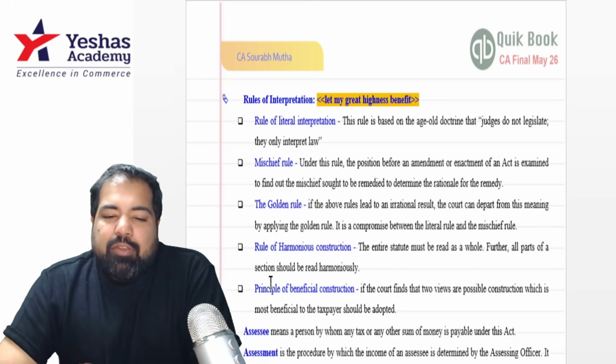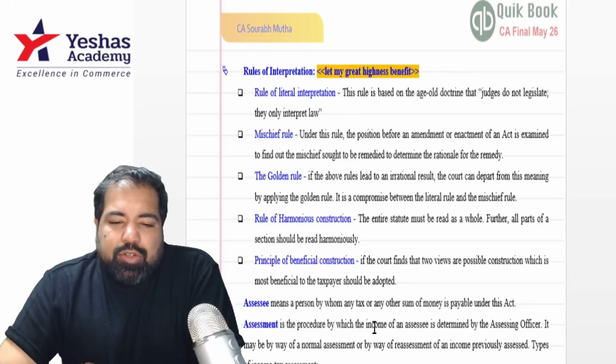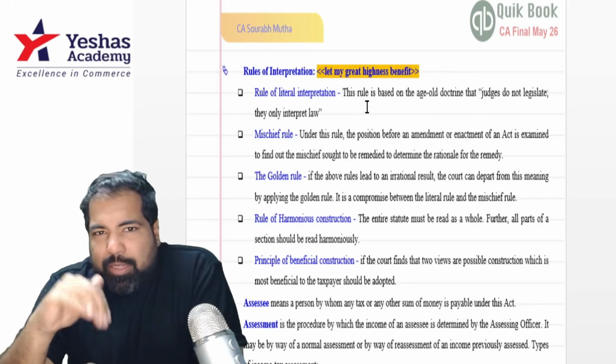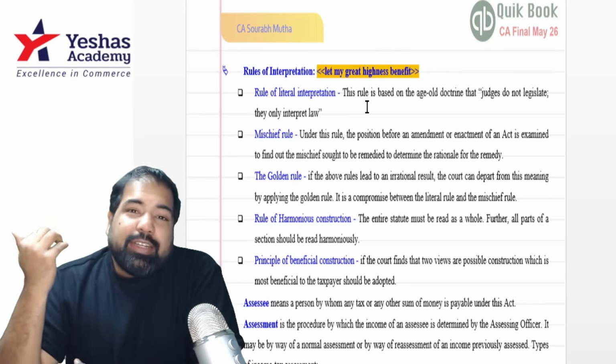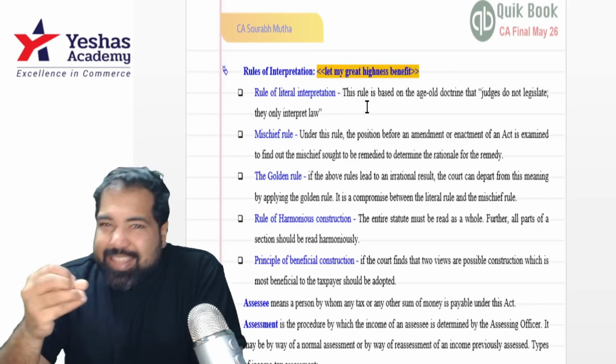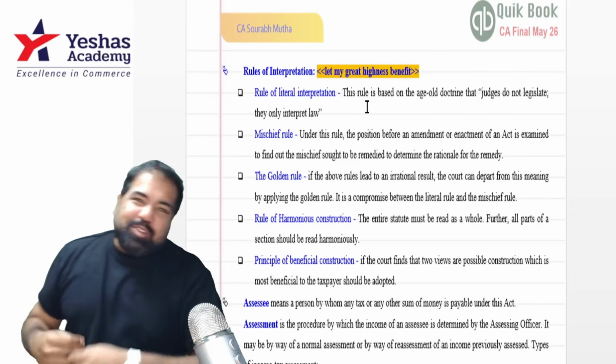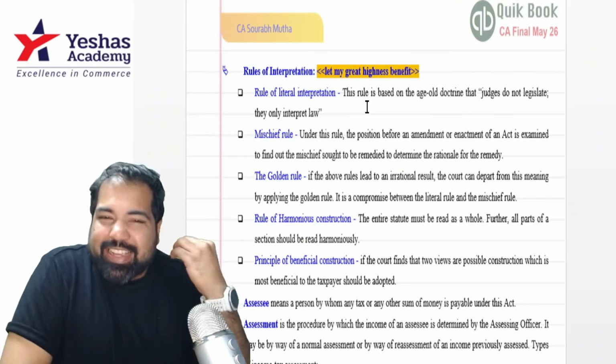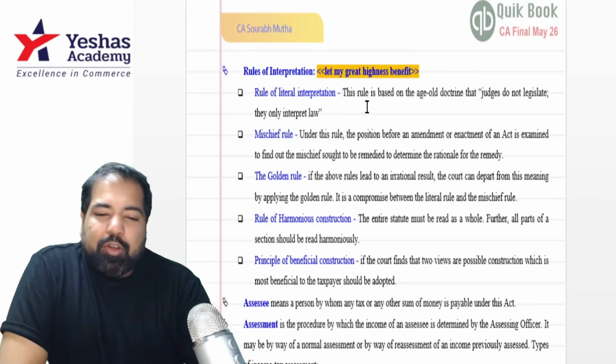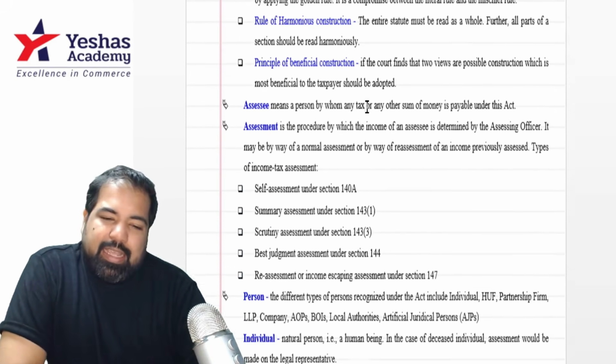And last, B is benefit, the principle of beneficial construction. That means when you're trying to interpret, it should be for the benefit of the taxpayer. The customer is king in India. The person who's paying the tax to the government is the customer. So it has to be for the benefit of the taxpayer. Next, who's an assessee?